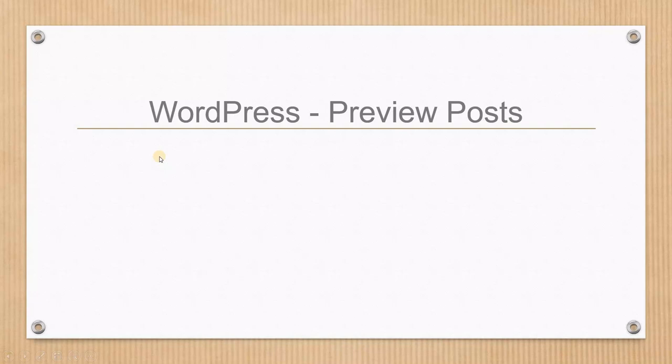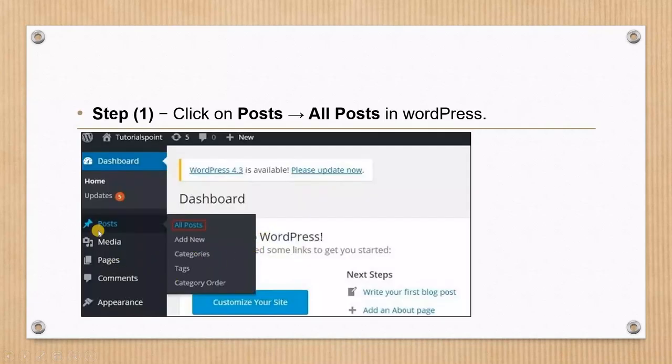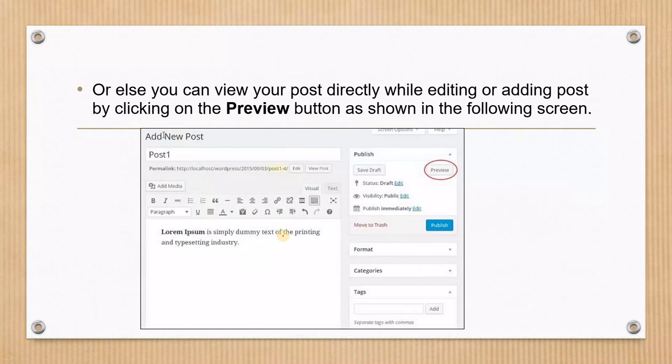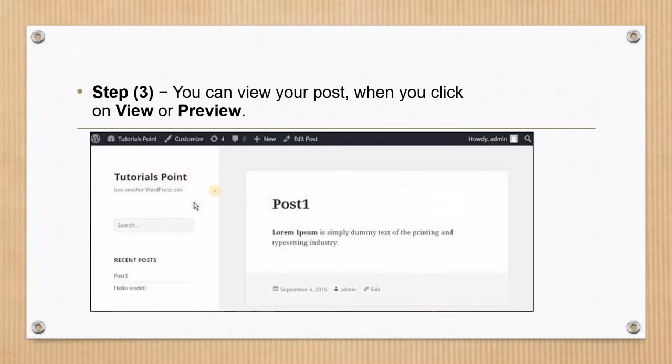Next is WordPress preview post. If you want to see the preview, we have a link under the post. Just click on all posts, and by this view link you can get the preview of your particular post. Otherwise you can see the preview here also. When you click on edit, while editing you will get links of preview and publish. Preview will show how this particular post will look, but publish means that it will be posted in the browser on your website.